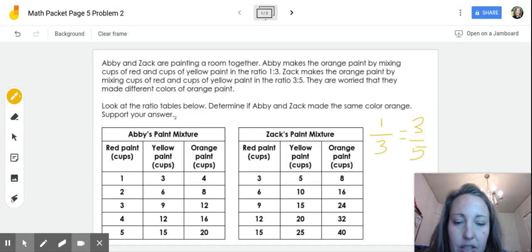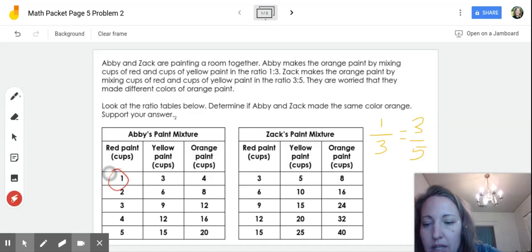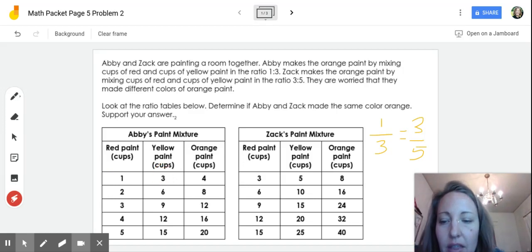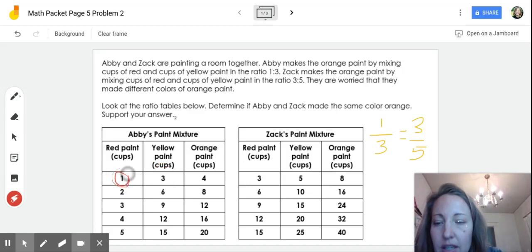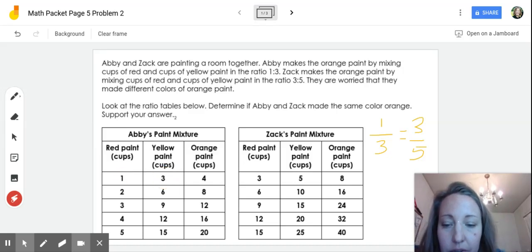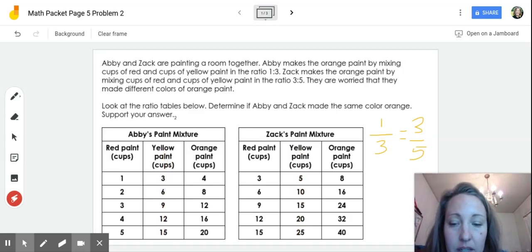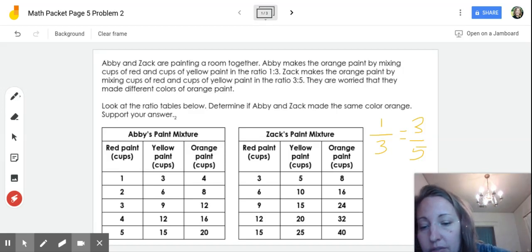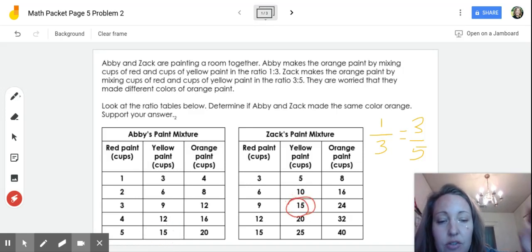Well, it's easier to look for the same denominators. So if I'm saying 1 to 3, that means the numerator is the red paint, and the denominator is the yellow paint. So I'm going to come down here and look for something in this column and this column. I want to find a common denominator, right? The same number. So I can see there's a 15 here and there's a 15 right here. Once I see that, I'm going to try to compare those fractions.